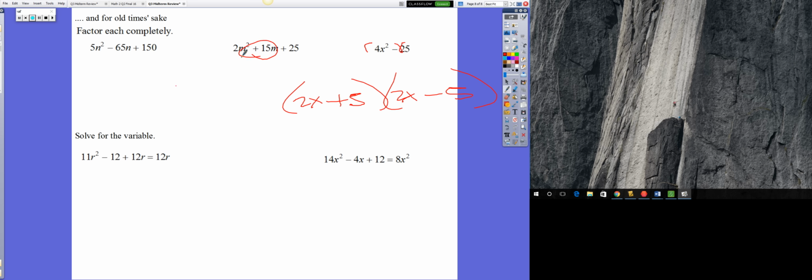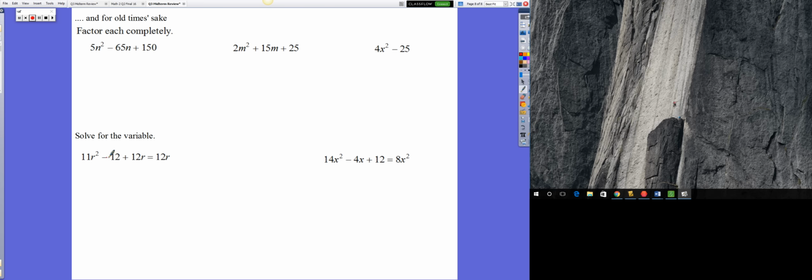Okay, solve for the variable. Okay, this equation is not linear. This equation is quadratic because the exponent is 2. So if it's quadratic, you should know the picture looks like some kind of a parabola. Solve for the variable. Let's get everything on the same side. Let's move this over. So let's minus 12r, minus 12r. So you got 11r squared. These all zero out. Minus 12 equals 0.